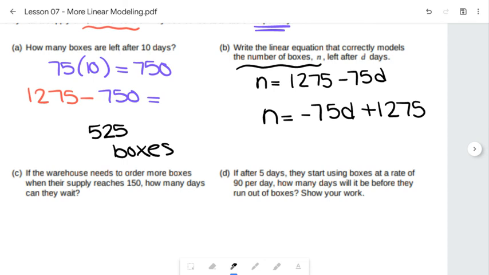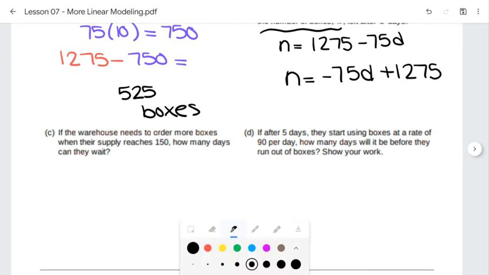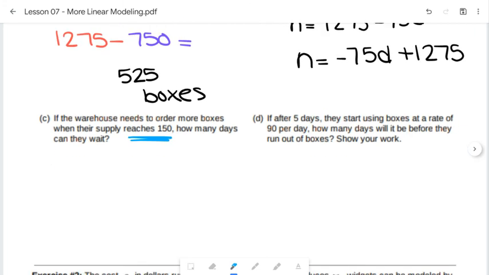Now, if the warehouse needs to order more boxes when their supply reaches 150, how many days can they wait? So we're worried about when the supply reaches 150 boxes. So we're going to plug that in to n.